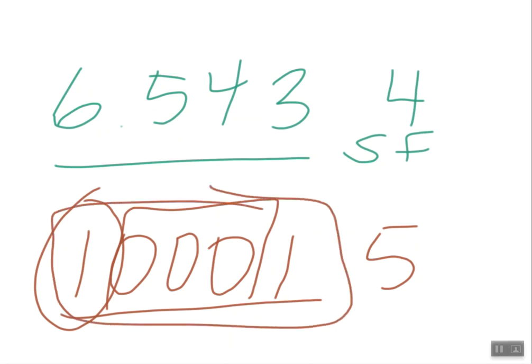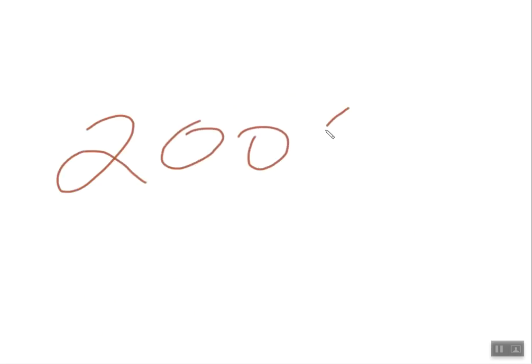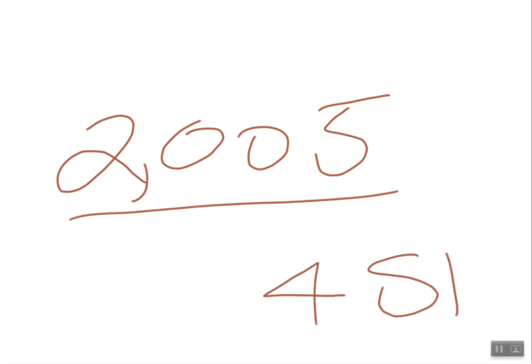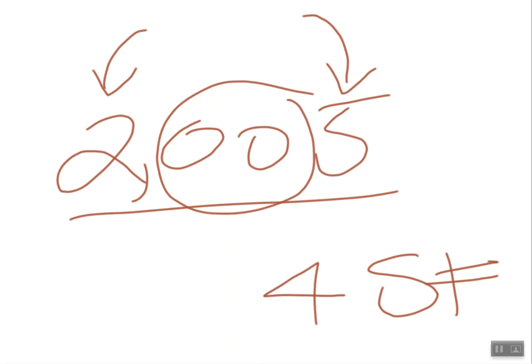Another example, or another rule, the third rule is zeros between 2 non-zeros count. So, let's say you have 2005. This is 4 Sig Figs, because these zeros are between 2 non-zeros, which make this number have 4 Sig Figs.